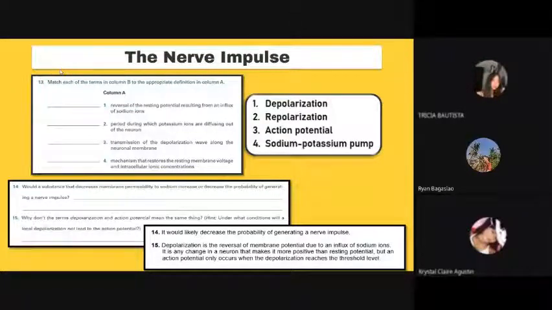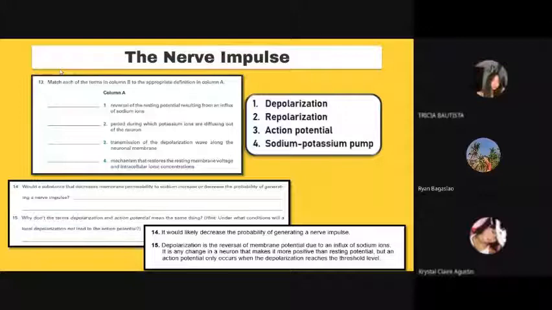Number 2, the period during which potassium ions are diffusing out of the neuron, is repolarization. Action potential is the transmission of the depolarization wave along the neuronal membrane. Lastly, the sodium-potassium pump is the mechanism that restores the resting membrane voltage and intracellular ionic concentrations.